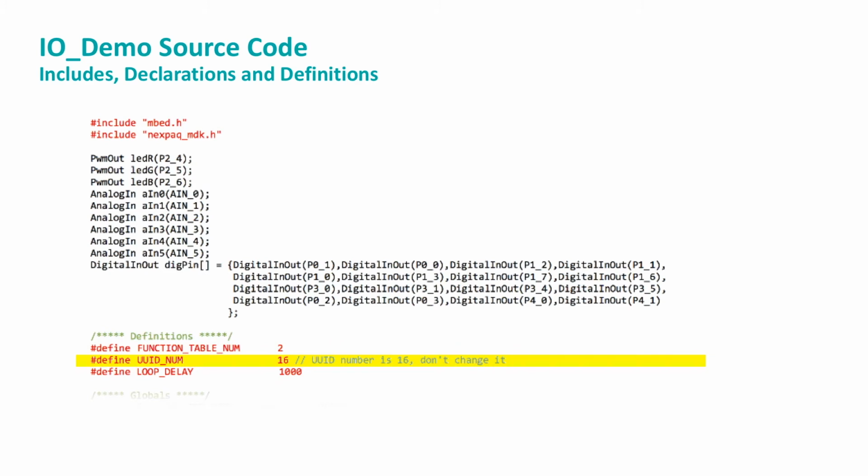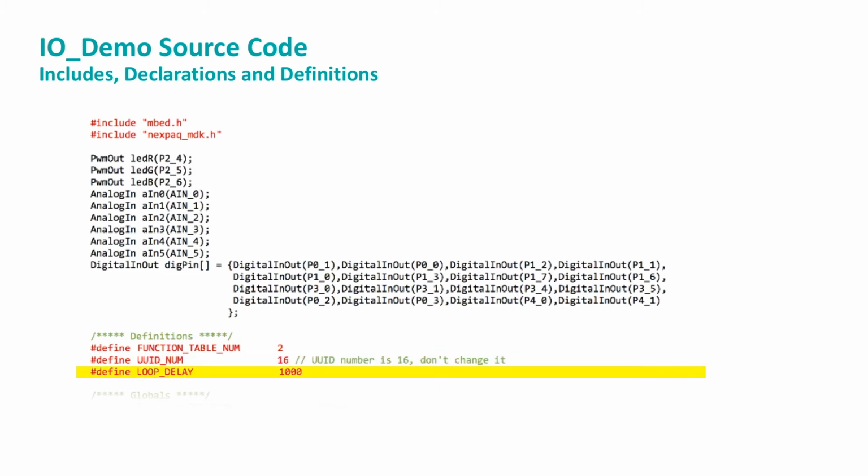The second constant is UUID num. UUID stands for Universally Unique ID. Now, in this case, it really just defines the module type. For a development module, it's always 16. The third constant is the loop delay in milliseconds. In this case, we'll wait 1 second between loop cycles.